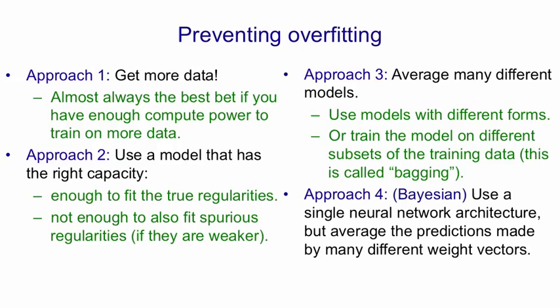And the fourth approach, which is the Bayesian approach, is to use a single neural network architecture, but to find many different sets of weights that do a good job of predicting the output. And then on test data, you average the predictions made by all those different weight vectors.